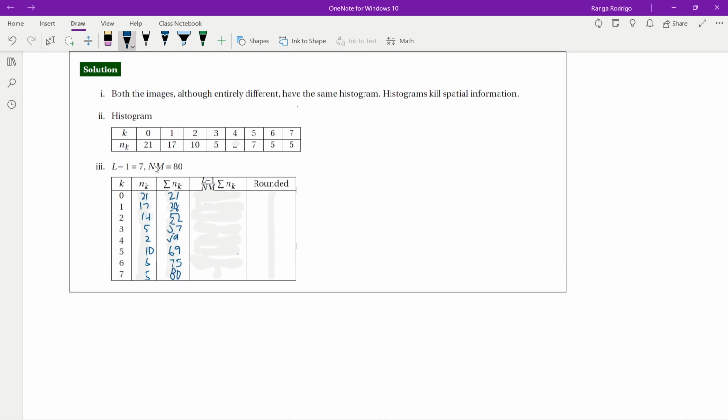Now L minus 1 is 7, Mn is 80. To get this first value here, what we had to do is 7 divided by 80 times 21. Second value would be 7 divided by 80 times 38. And 7 divided by 80 times 52.